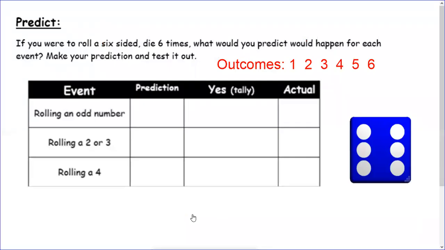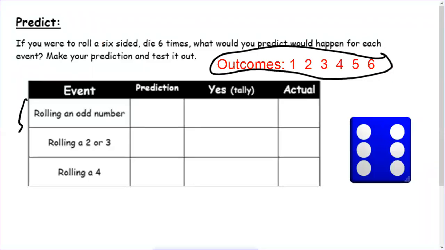So we're going to do a little die activity, and we're going to roll it 6 times. It's a 6-sided die, and these are your 6 different outcomes. These are the 6 things that could occur. We're going to make predictions for these 3 events before we roll the die.